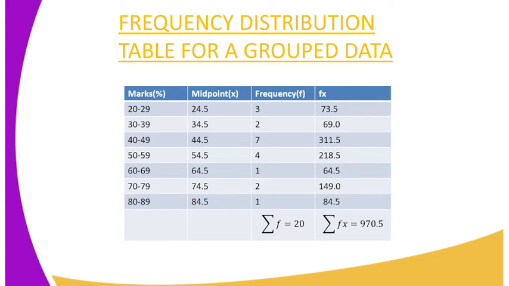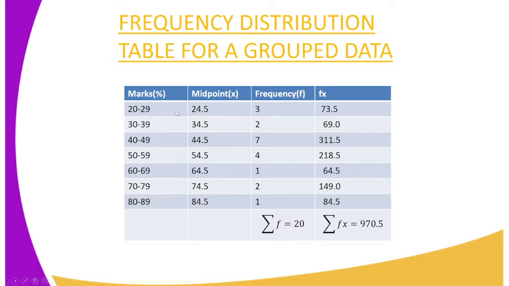You're supposed to come up with a frequency distribution table and you fill it. The first column is the marks in percentage. Then we come to the second column, that is the midpoint, x, and the frequency column, that is small f, and finally the fourth column is fx. How do we get the midpoint column?